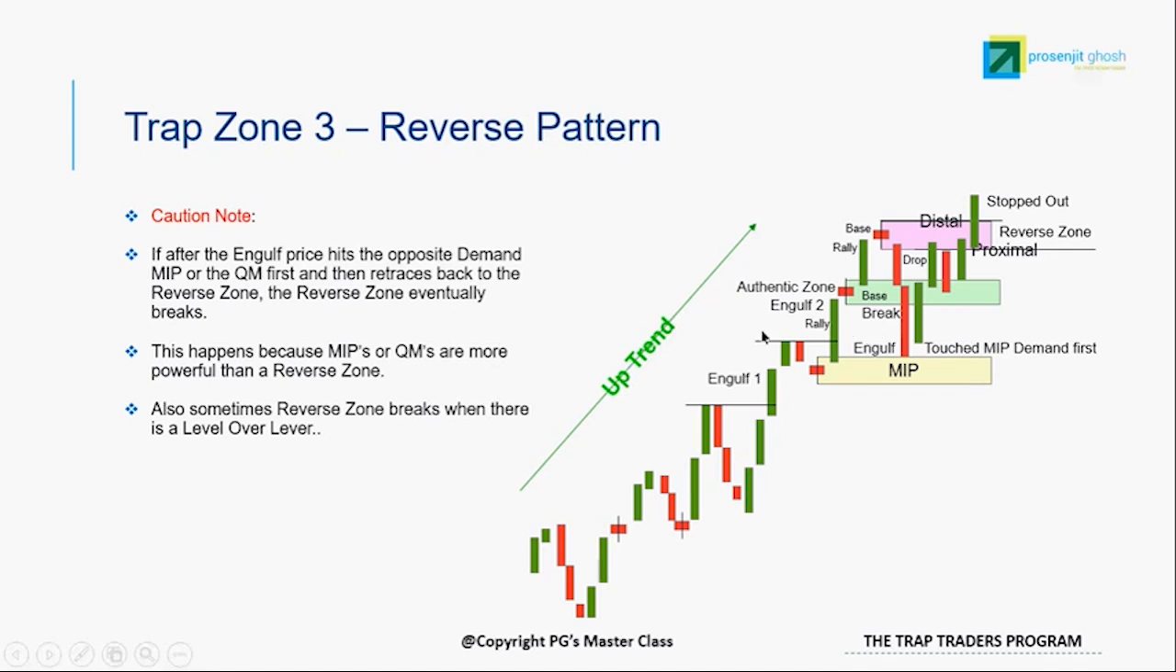There is a level over level. By this, what I mean is, there is a reverse zone, but just above the reverse zone, there is another level formed, the old level. It may be a low level. If it is there, and the reverse zone has formed just before your level, then what will happen?